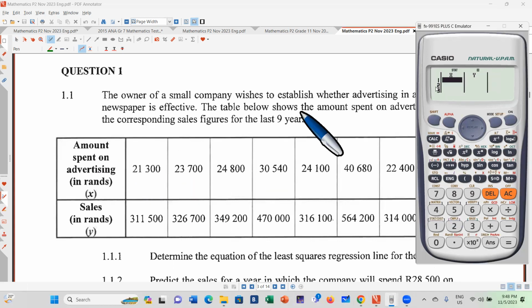Then we have this table here that has x and y. Obviously, it looks vertical on the calculator, but it's the same as this. So we need to punch in all these numbers. Right, so we first punch in 21,300. X is the first one. Then the next one is 23,700.